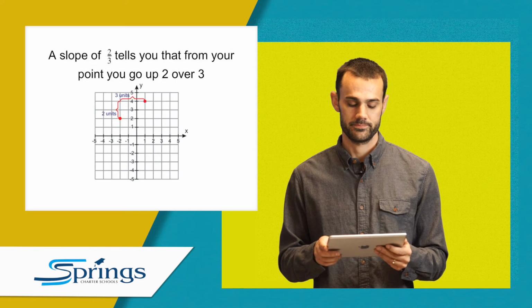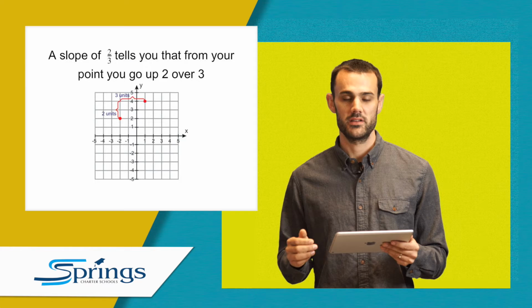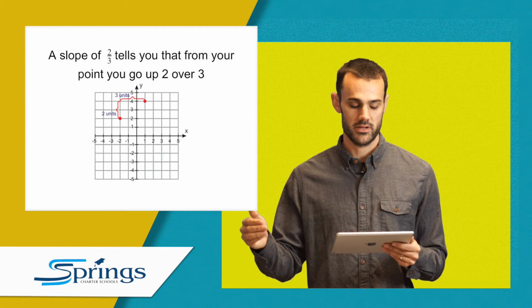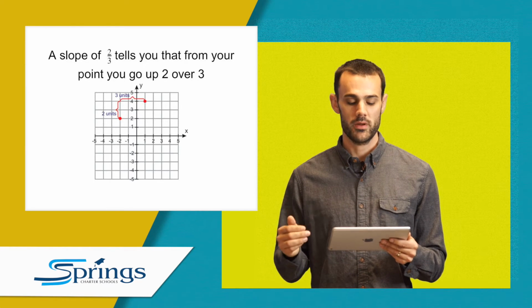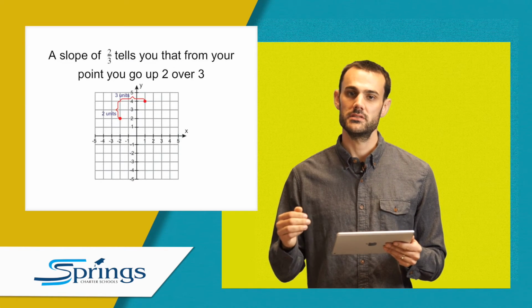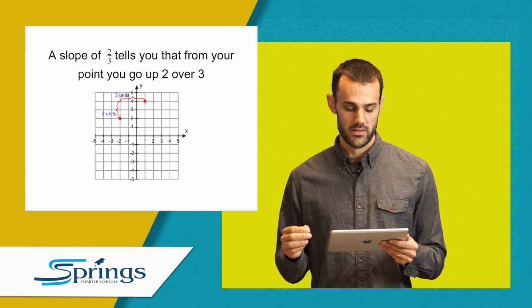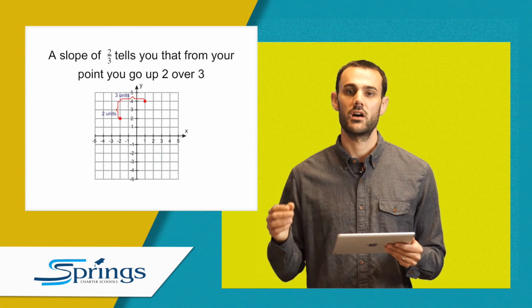Let's continue. The slope here is 2/3, and it tells you that your point is going to go up 2 units and over 3 to the right. So from the point we plotted previously, (negative 2, 2), I'm traveling up 2 units and over 3 to the right, and I'm dropping a new coordinate on my graph. In this case, that new coordinate is going to be (1, 4).